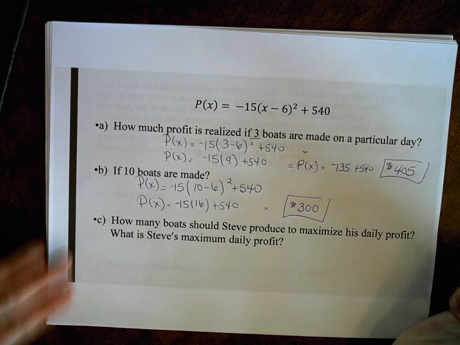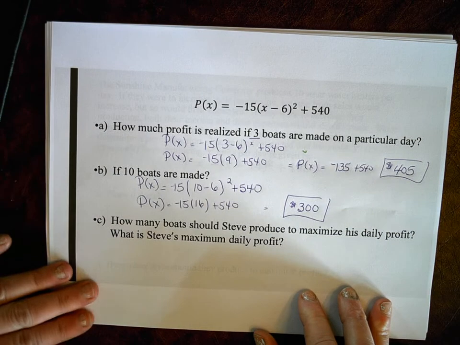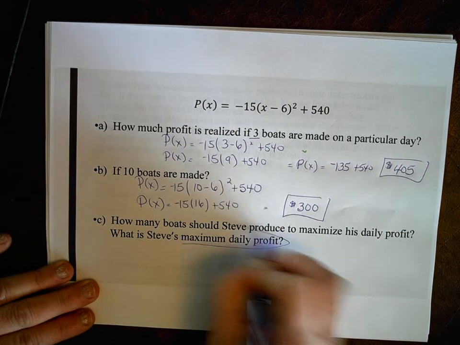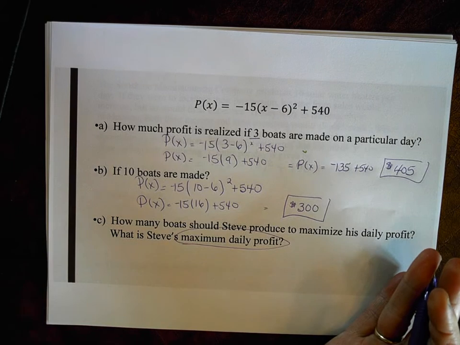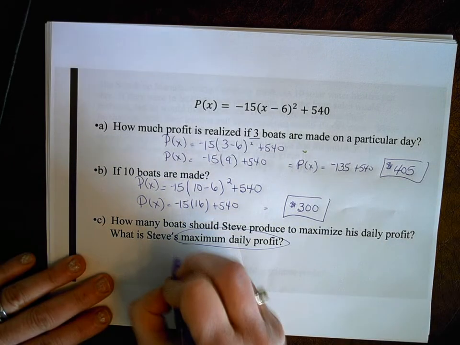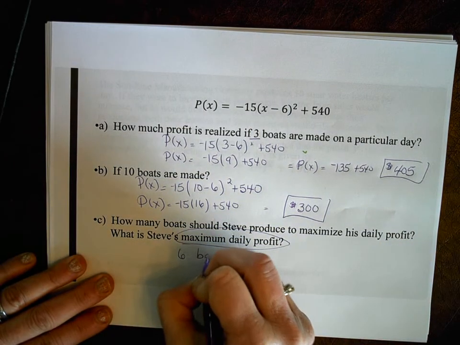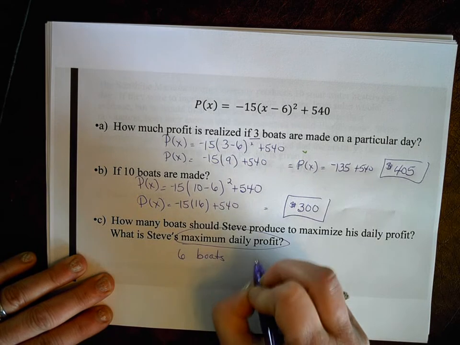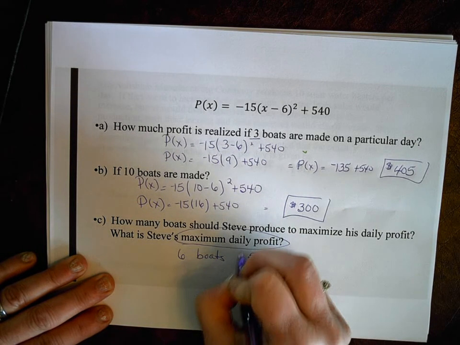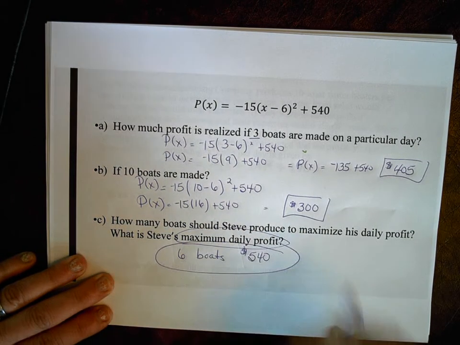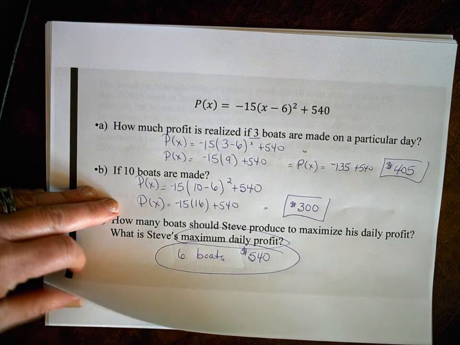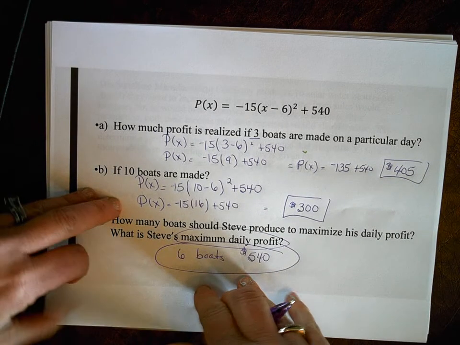How many boats should Steve produce to maximize daily profit? What is the maximum? Maximum profit is the Y value. That's the height. How much should he produce? He should produce 6 boats, because that was our vertex, and the maximum profit he would get would be $540. Super easy.